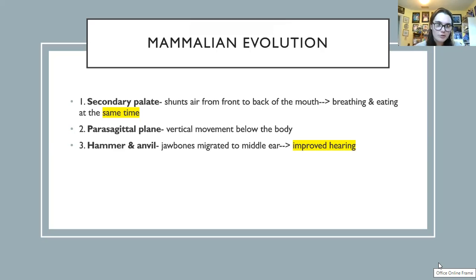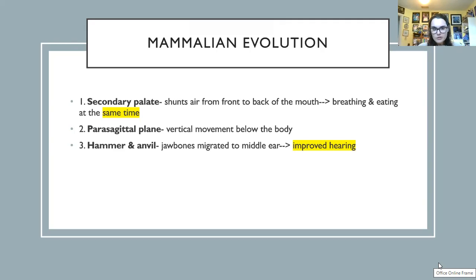Another transformation would be the parasagittal plane. So previously, mostly seen in reptiles, their limbs are to the sides of their body or more sprawling. And this parasagittal plane enables mammals to have vertical movement below the body and is less limiting than the sprawling that we see in reptiles.